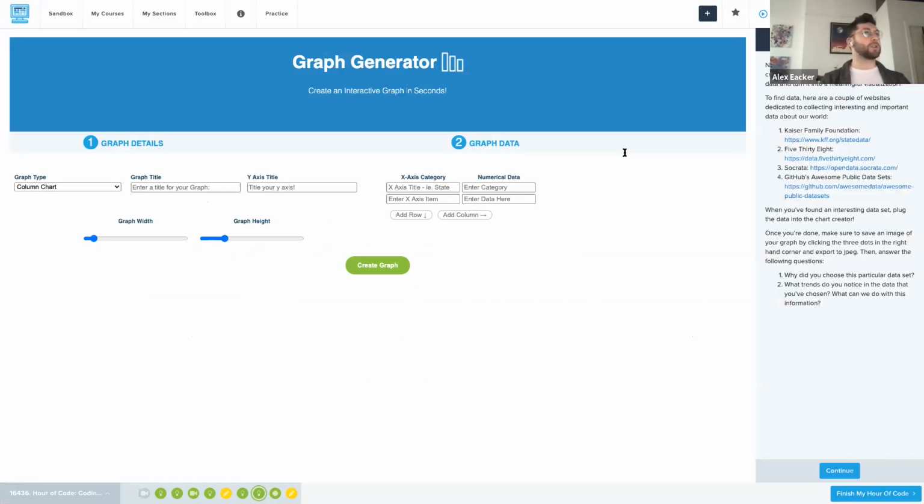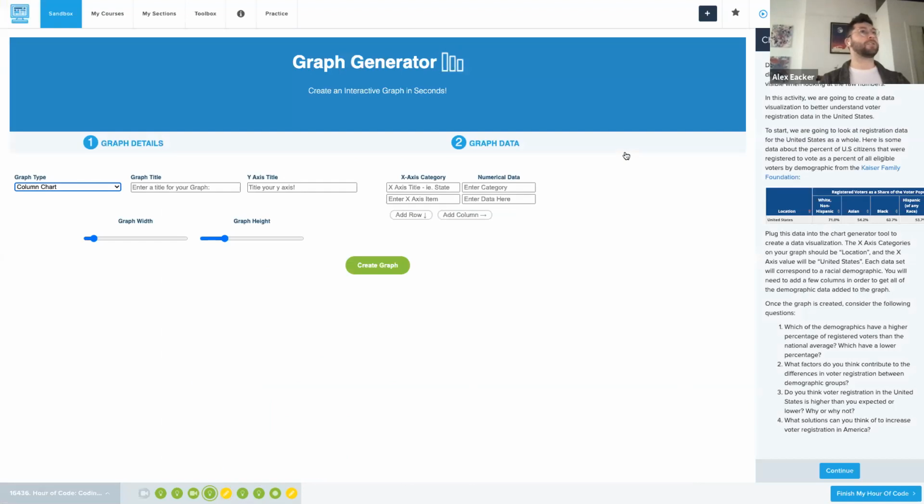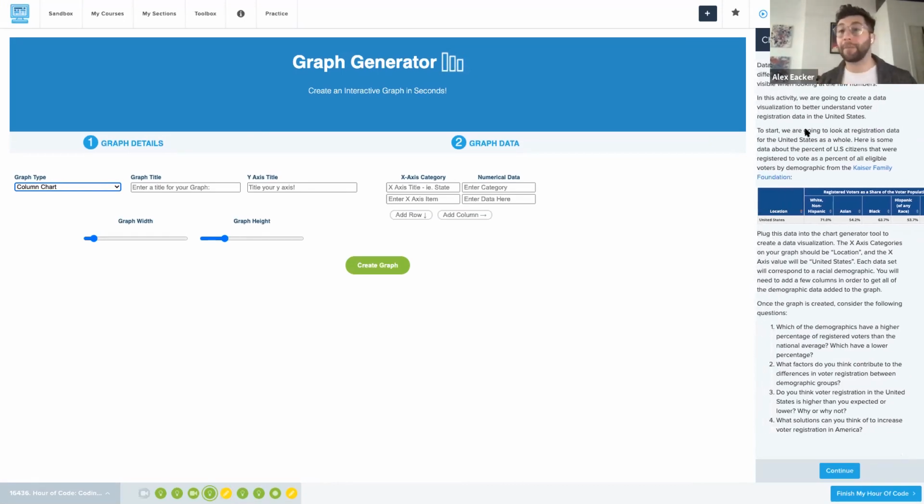Oh, sorry, not this page. It should take you to this page, which is Charting Voter Registration in the United States. And so essentially what we're going to be doing now is we're going to be looking at some data about voter registration in the US. And we're going to try to make some assumptions about what's going on here and the implications that might be a result of this data.